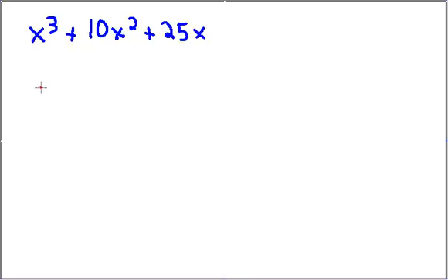Are there any x terms that we can factor out? Well, yeah, each one of these three terms has an x in it. This has an x to the third, this has an x squared, this only has an x to the first. So the biggest that we can bring out is that x to the first. After we've brought it out, we now need to find out what's left with each of these three terms that when multiplied by x gives us those.